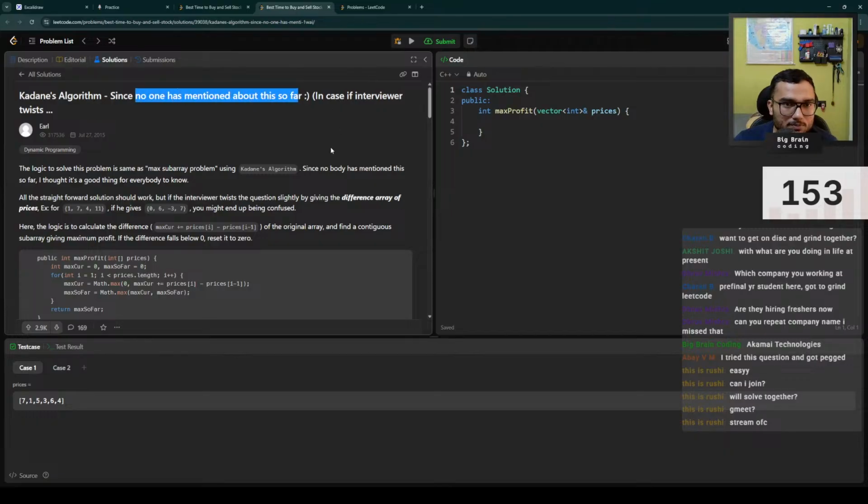Okay, since no one has mentioned this so far, the logic to solve this is the same as max subarray. Since nobody has mentioned this, all the pretty straightforward approaches should work, but the intuitive one is the difference array.